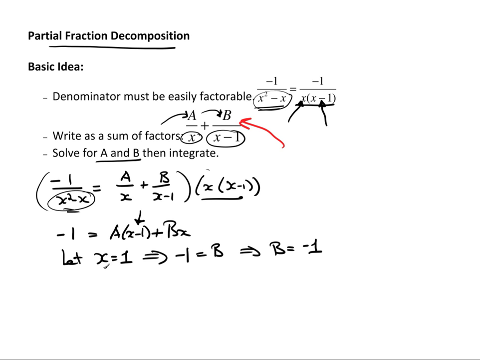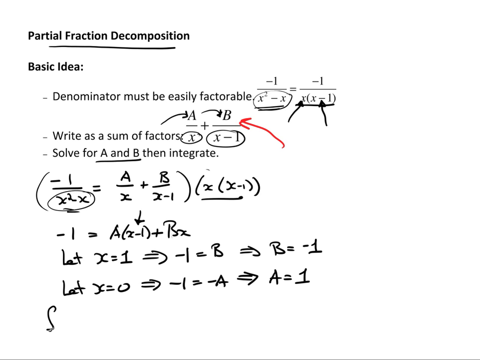What if I go ahead and let x equal 0? I could have picked 2 or something if I wanted to, because b is already solved for, so I could have picked any other number. But x equals 0 is kind of nice. That makes the b go away, and I get negative 1 on the left equals a times, well, x is 0, so a times negative 1. That's negative 1 equals negative a. That implies that a must be equal to 1. So now that I have that, I can go ahead and integrate.